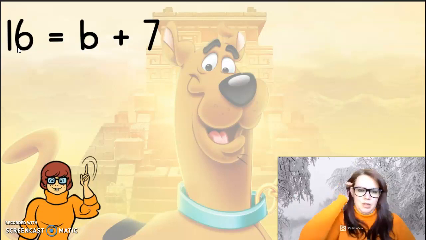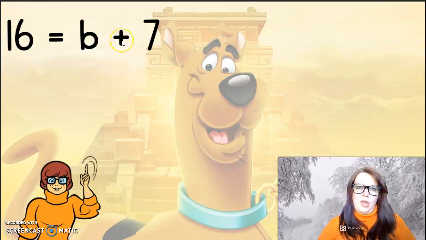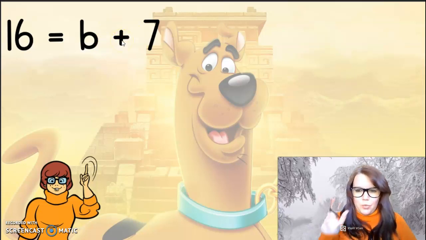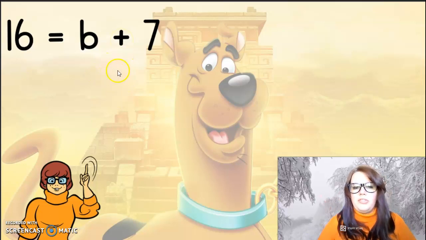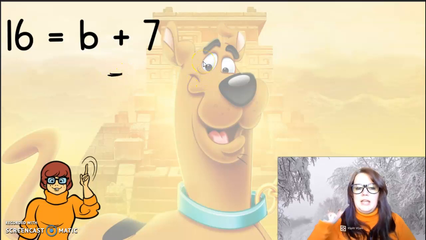Okay. So I do know what is currently happening is addition. So what can I do that would undo it? And I know that that is subtraction. I know that subtraction would undo it.